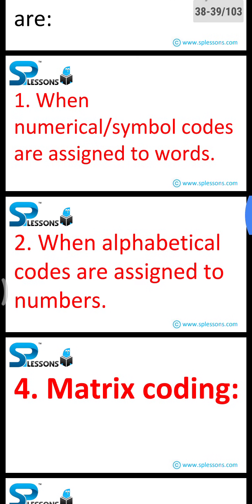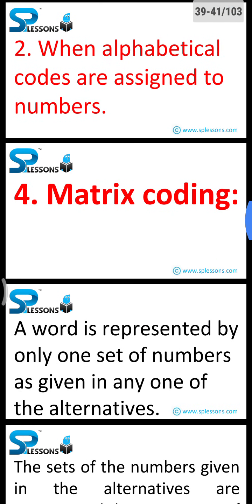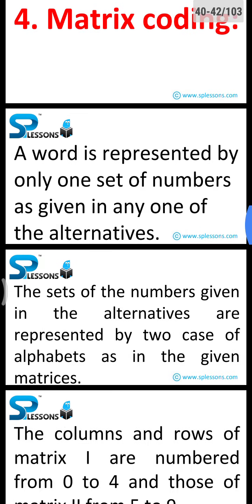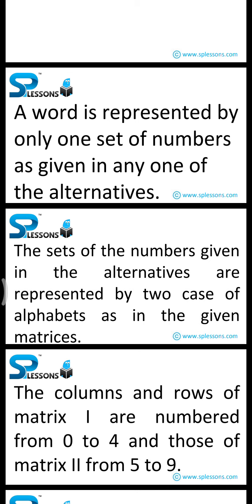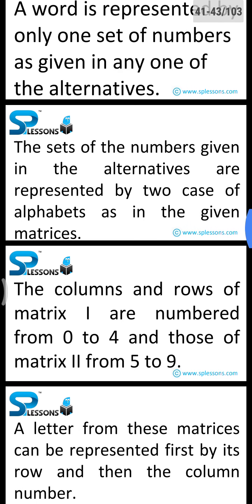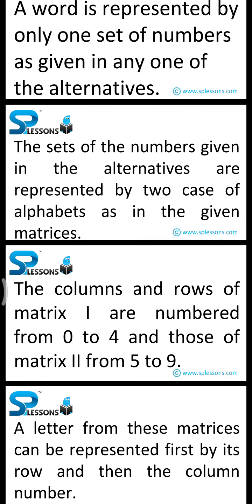The fourth one from this coding decoding type is matrix coding. A word is represented by only one set of numbers as given in any one of the alternatives. The sets of the numbers given in the alternatives are represented by two cases of alphabets as in the given matrices. The columns and rows of matrix 1 are numbered from 0 to 4 and those of matrix 2 from 5 to 9.